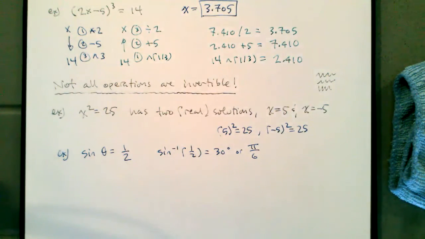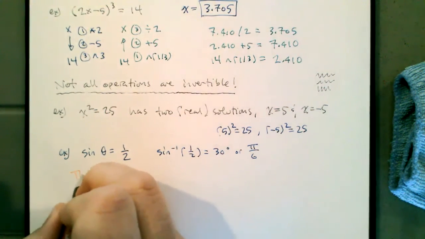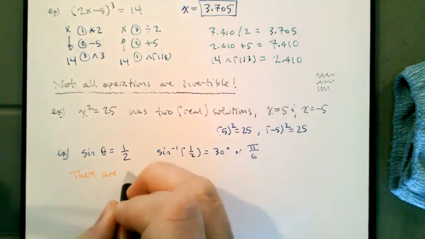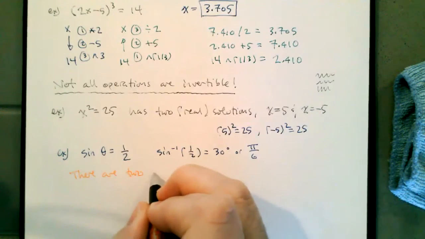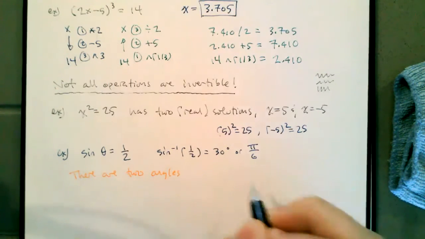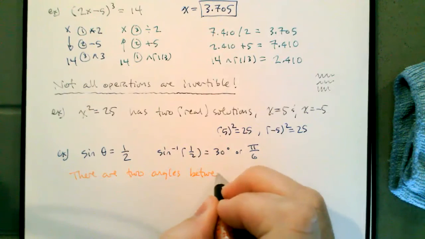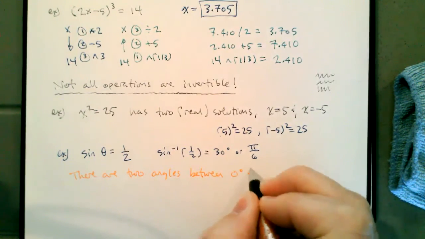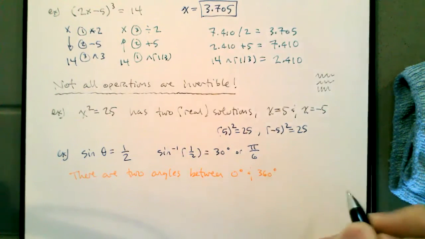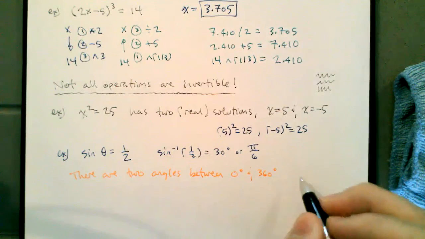So we have to notice that there are two angles between 0 and 360 that satisfy this equation. So there are two solutions, or two angles between 0 and 360 that satisfy sine of theta equals 1/2.